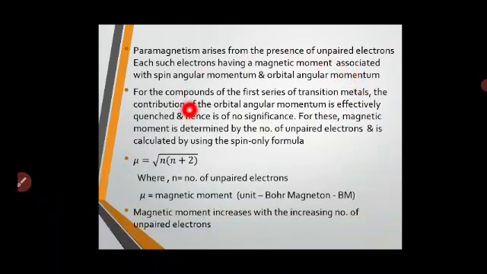Because of this motion of the charged particle, every electron becomes a tiny magnet. So if there are unpaired electrons, they become more magnetic. If they are paired, the spin motion gets cancelled, and hence the magnetism decreases, or we can say they are repelled by the magnetic field.